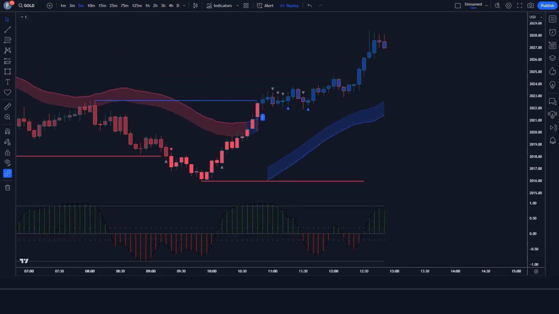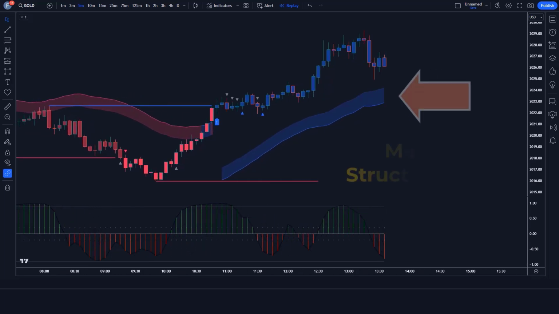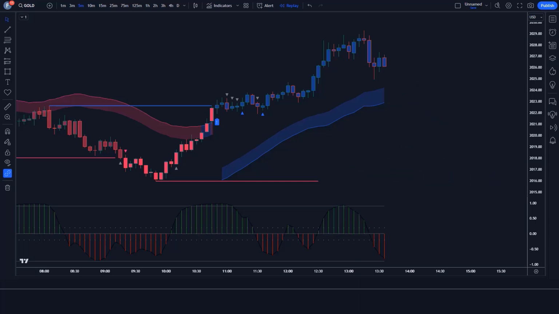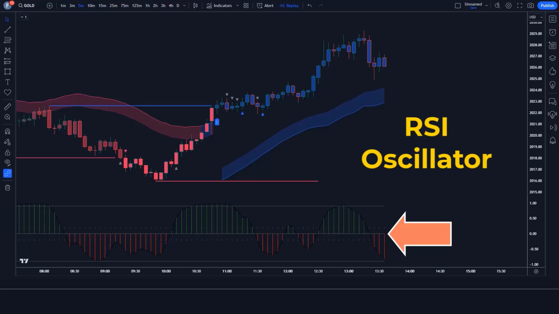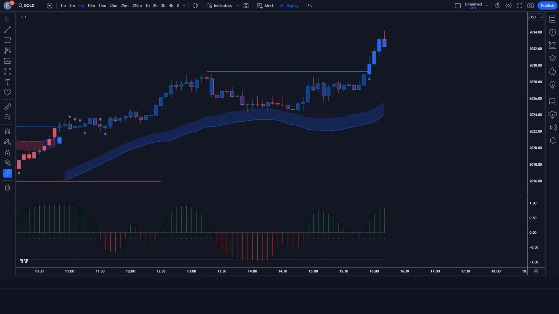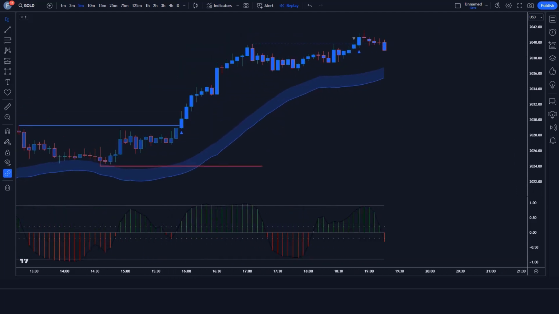First of all, let us know about trading tools. The red and blue color indicator we see in the chart is called the market structure algo indicator. The green and red candle area indicator we see in the chart is called the RSI oscillator indicator. Now we tell you how we want to trade. Let's start the video.